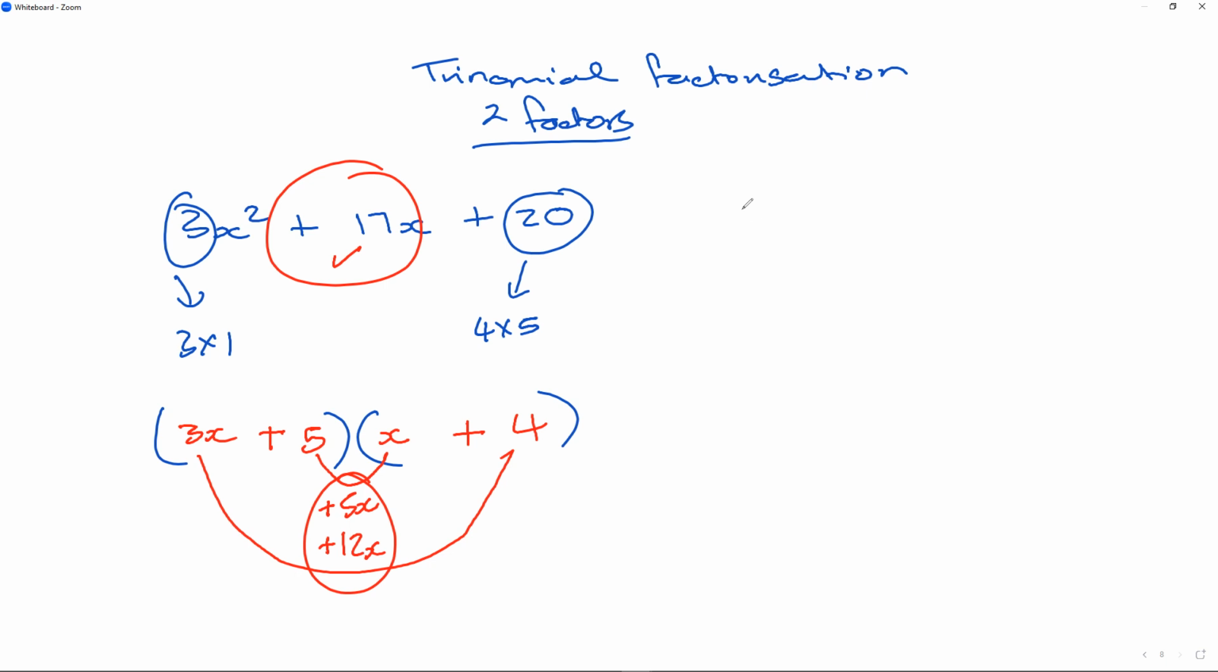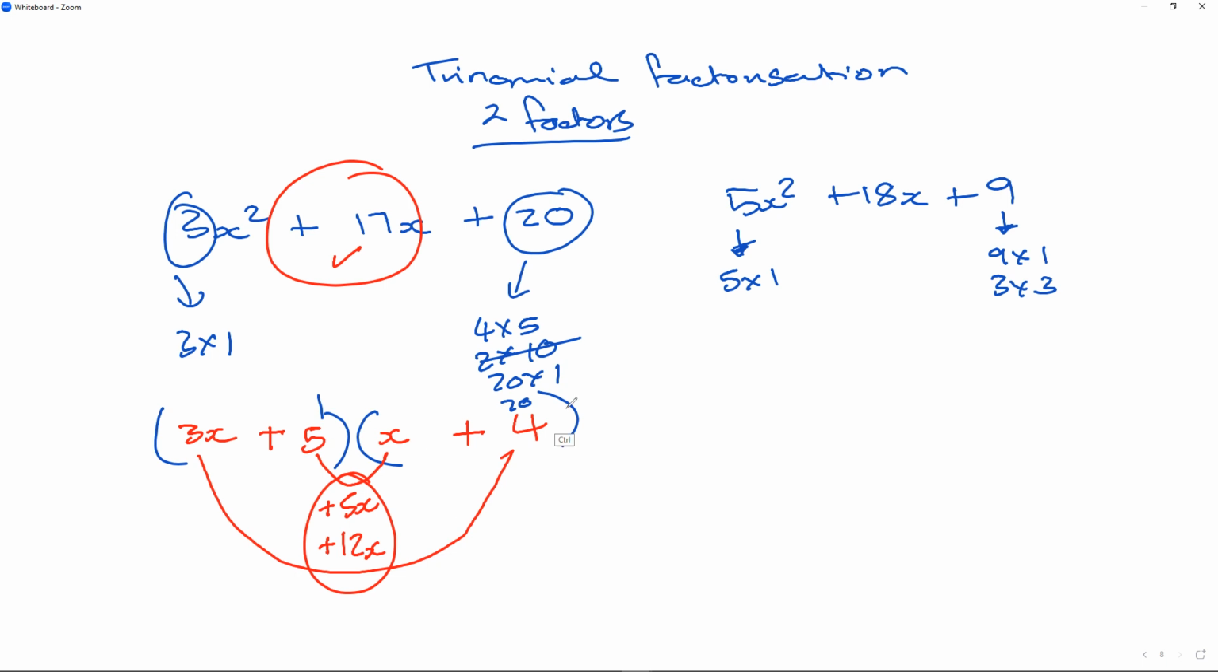Let's suppose I've got 5x squared plus 18x plus 9. The first term is a prime number, it's simply 5 and 1. The second one can be 9 times 1, it can also be 3 times 3, so we have to try each one until I get it right. I could have tried 2 times 10 here as well, and that would have given me 30 and 2. And I could have then went to 20 and 1, and that would have given me 60 and 1, which is too much.